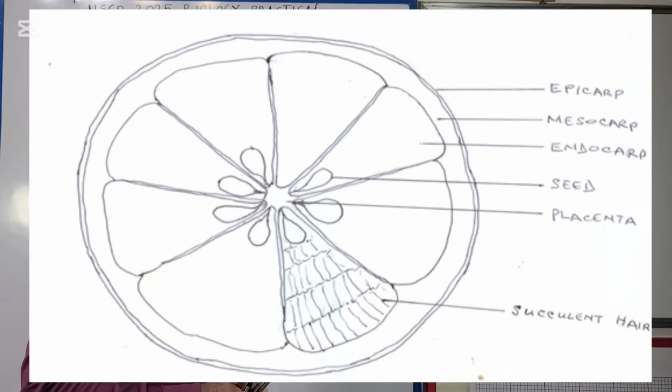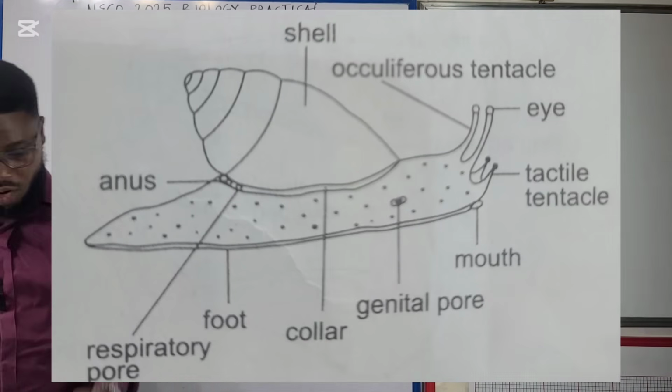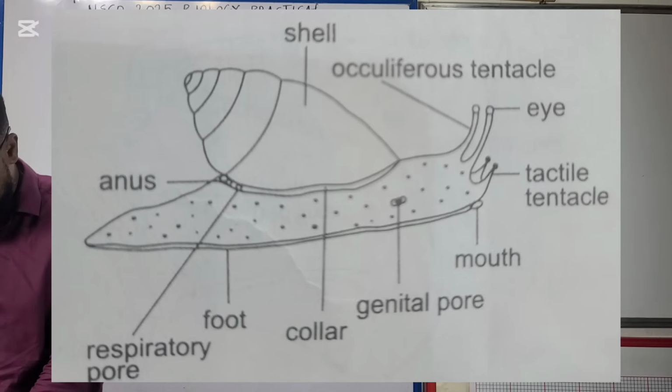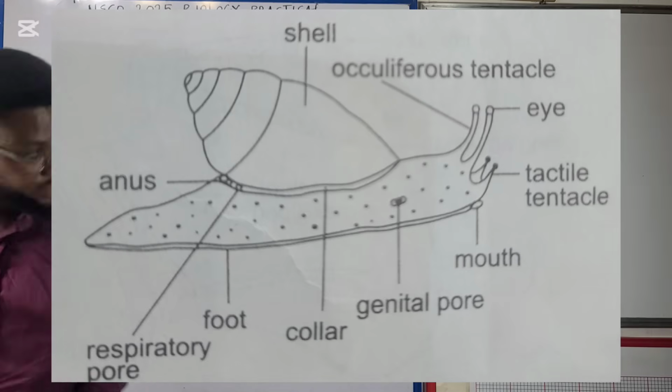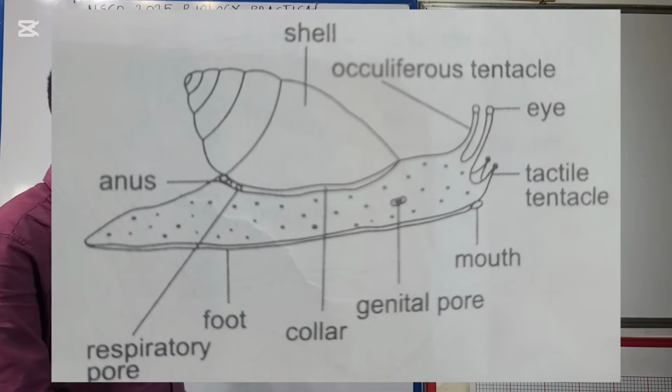Okay, can we have land snail specimen L? It is displaying on your screen. Take a look at it. All the necessary part labels are just there directly. You can see the foot of the snail. In fact, this looks like a potential drawing. You see the eye, you see the tactile tentacle, you see the mouth, you see the genital pore, you see the collar, you see the foot, the respiratory pore, the anus, the shell, the oculiferous tentacle. That is just about the drawing for land snail.